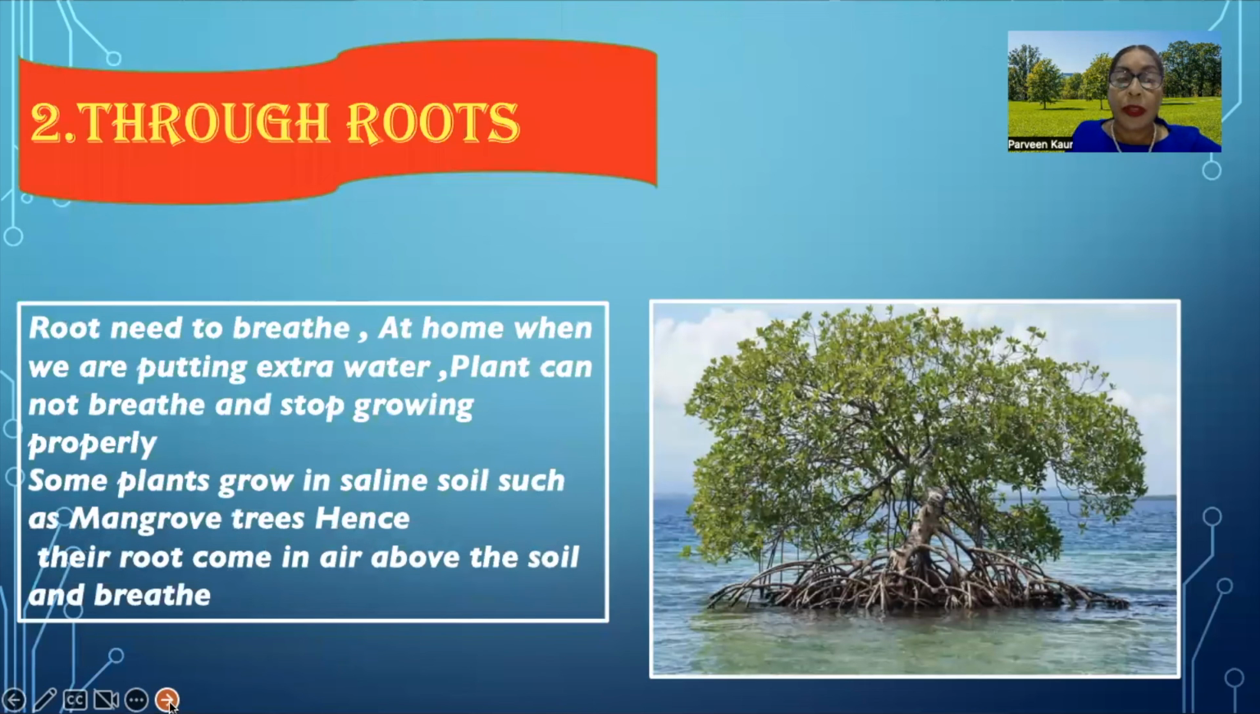Through roots. Roots need to breathe. Now you must have seen at home when you put extra water in your potted plant, the plant cannot breathe and stops growing properly. Some plants grow in saline soil. Saline soil means salty soil, such as the mangrove tree. Hence their roots come up in the air above the soil and they breathe. Here in the diagram you can observe what roots are doing. They are coming out of the soil, and in this way they fulfill their requirement of oxygen.